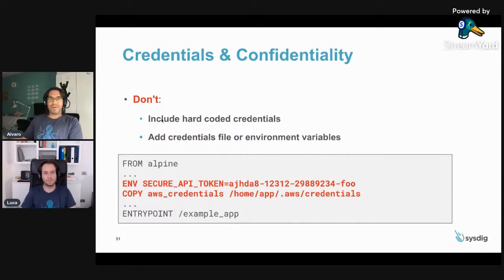Please never ever include hard-coded credentials in your Dockerfile, or add a credential file or environment variables in the Dockerfile. What happens if I create a Dockerfile like this, where I set an environment variable with an API token? This is a fake one, don't try to use it. And then I copy an AWS credential file into my home directory.